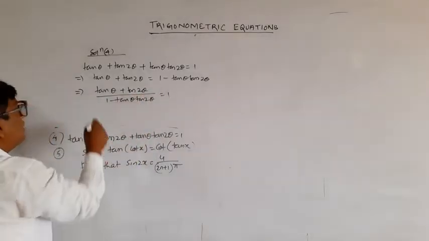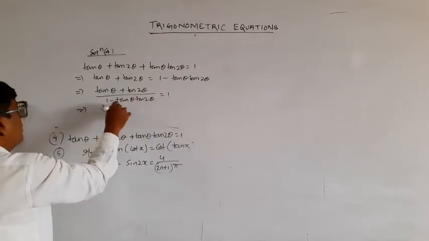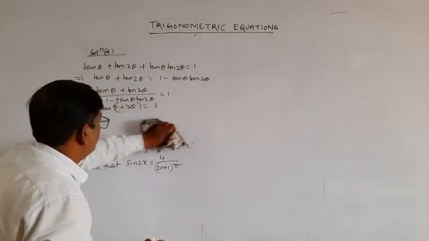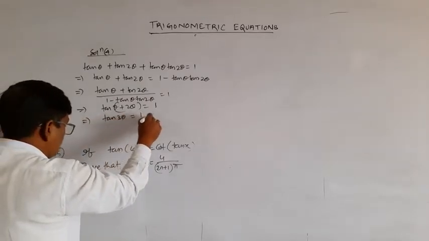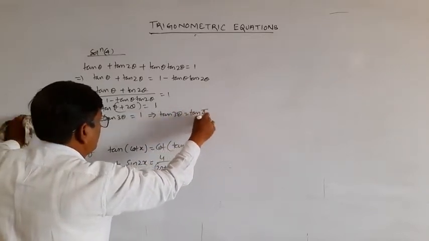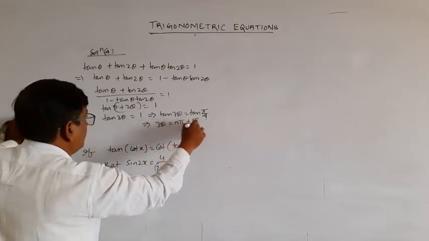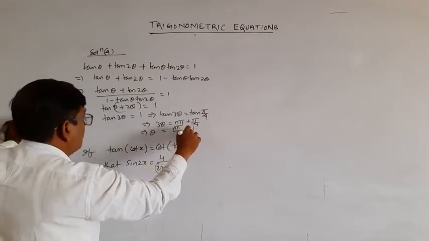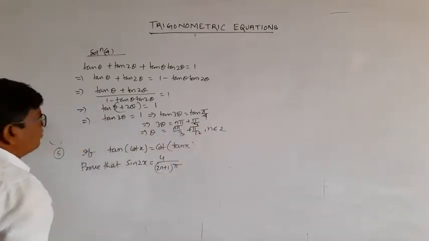This is tan A plus tan B divided by 1 minus tan A into tan B, which is tan of A plus B. So tan of theta plus 2 theta is equal to 1, so tan 3 theta is equal to 1. That implies tan 3 theta is equal to tan pi by 4. So 3 theta is equal to n pi plus pi by 4, or theta is equal to n pi by 3 plus pi by 12, n belongs to Z.